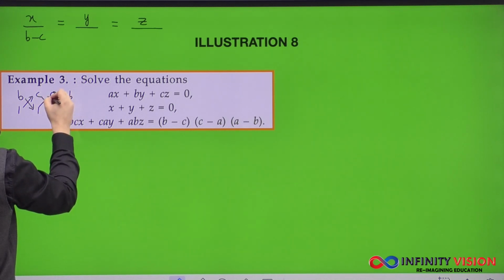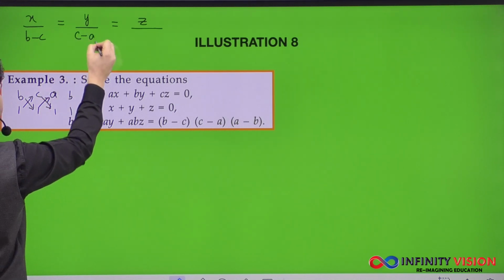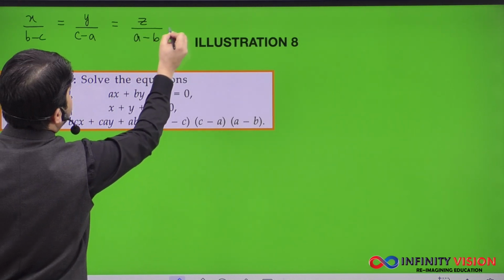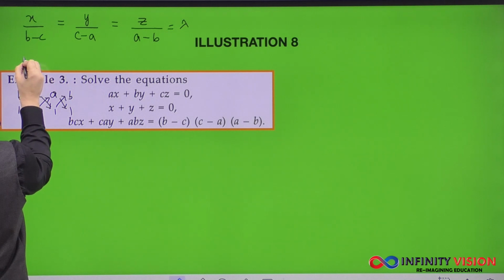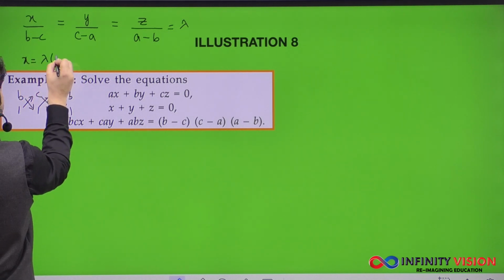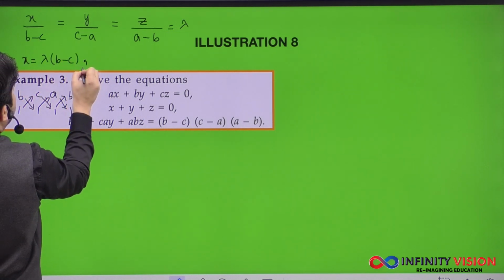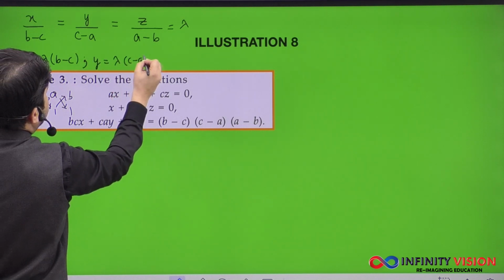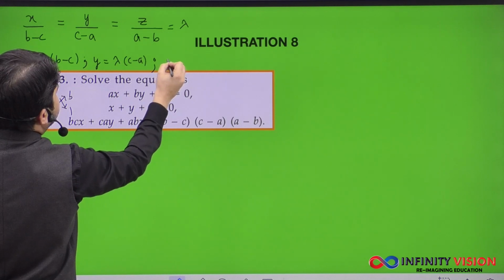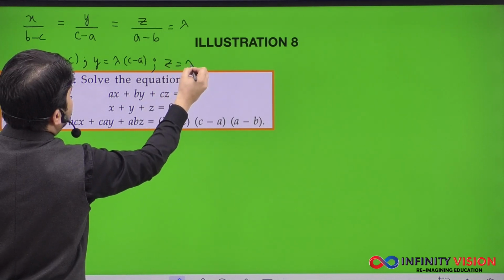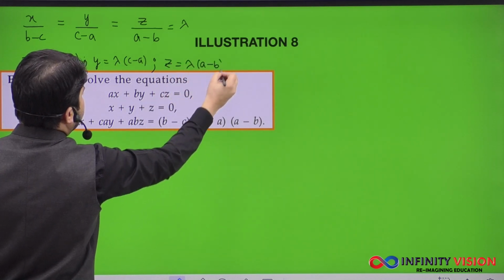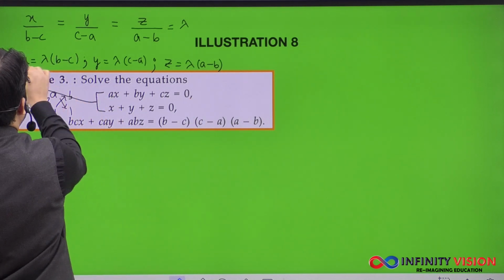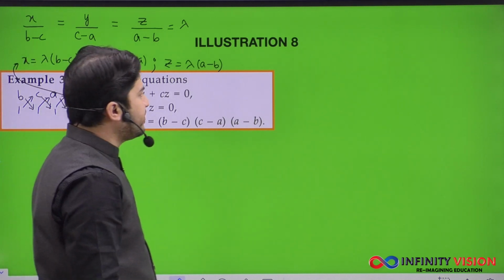Second is c minus a, and this is a minus b, and I'm going to write this whole thing as lambda. So my x is lambda into b minus c, my y is lambda into c minus a, and my z is lambda into a minus b, right? So these two equations have made me write x, y, z in terms of lambda.